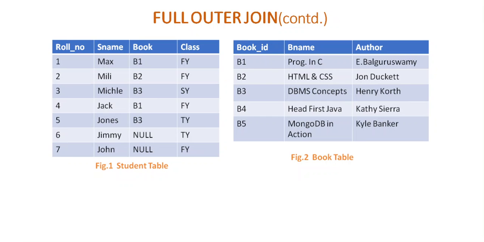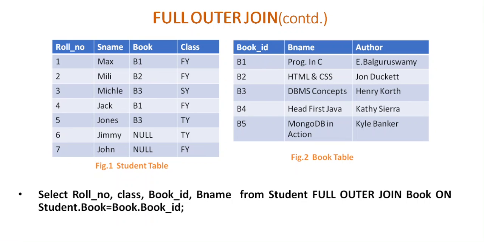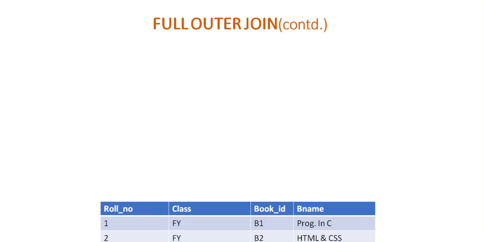Now let's see the query. I want to select roll number, class, book ID and book name from student full outer join book on student.book, that is this book column, equal to book.book ID, because it is a common attribute. We always compare the common attribute because it is a join operation. We are doing full outer join. Now let's see what will be the result.